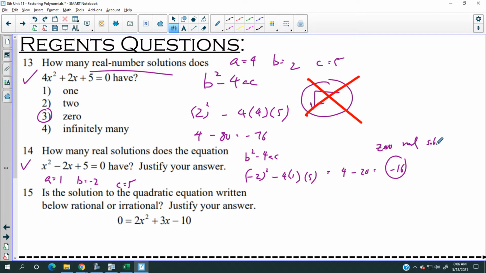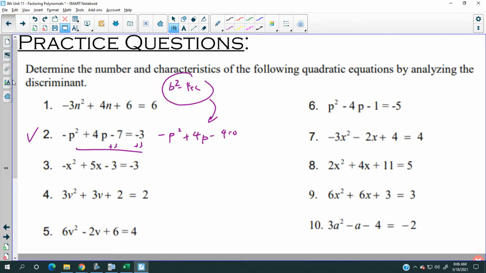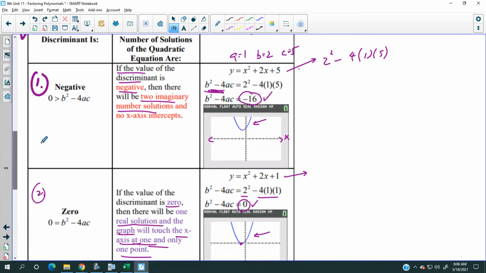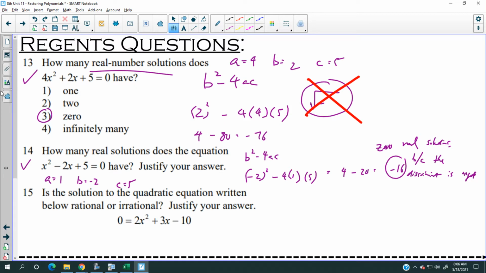That's 0 real solutions because the discriminant is negative, right? A negative discriminant has no real solutions. There are 2 imaginary number solutions. No real solutions, basically, right?